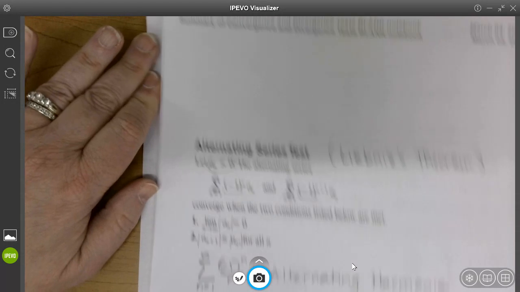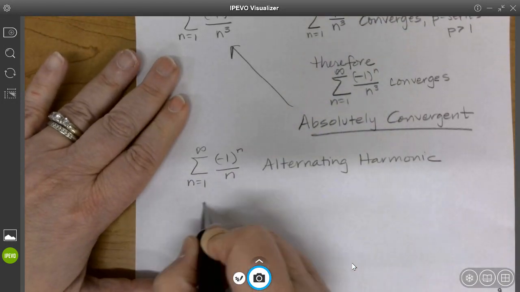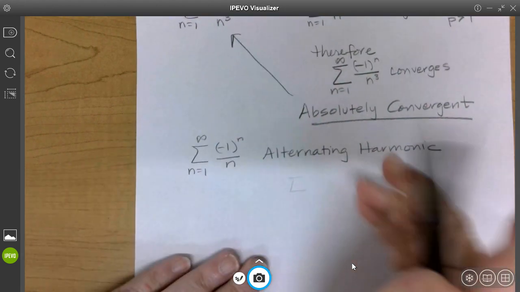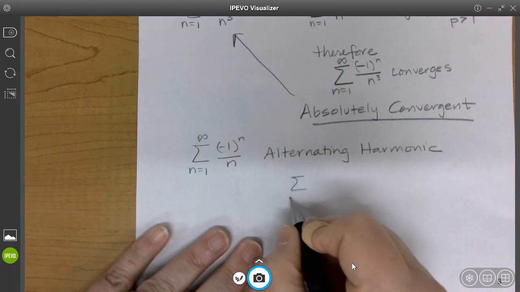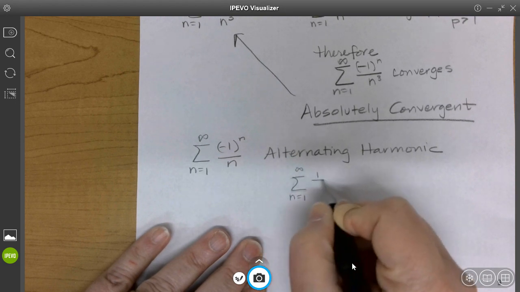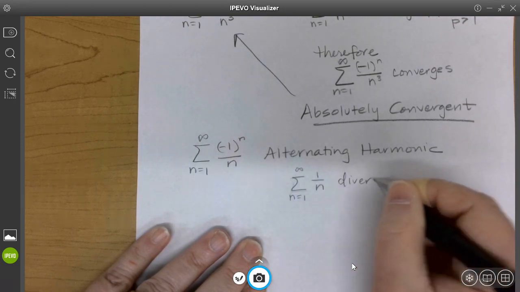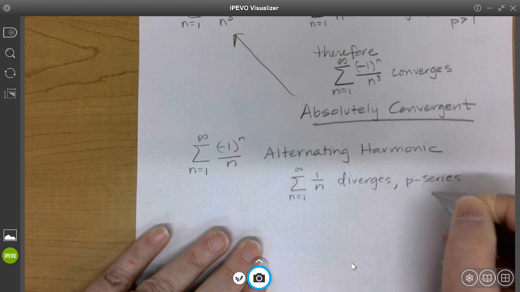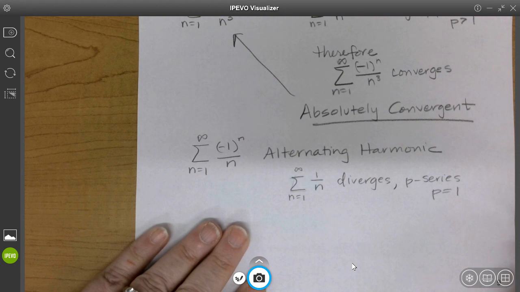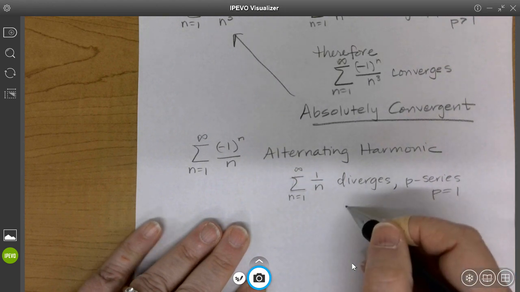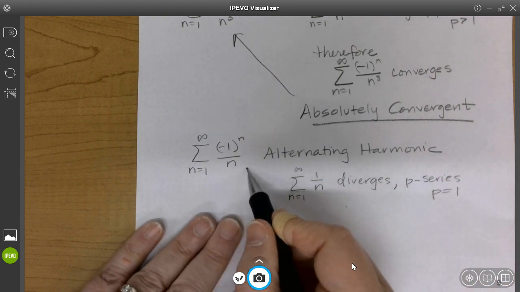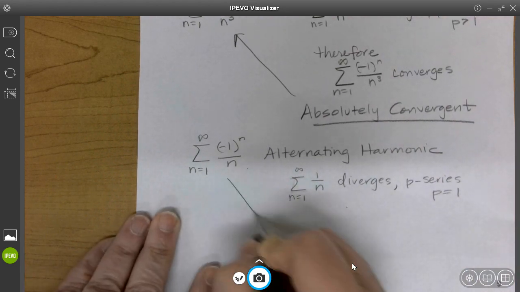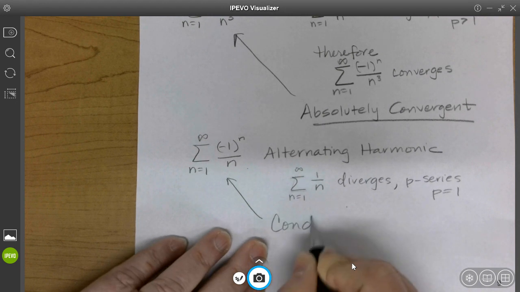But what do we know about the absolute value of that? If I take the absolute value of that, the sum from n equals 1 to infinity of 1 over n, we know this diverges by the p series, p is equal to 1. Okay, so the absolute value of it diverges, but the alternating harmonic series converges by the alternating series test. So we call this series here conditionally convergent.